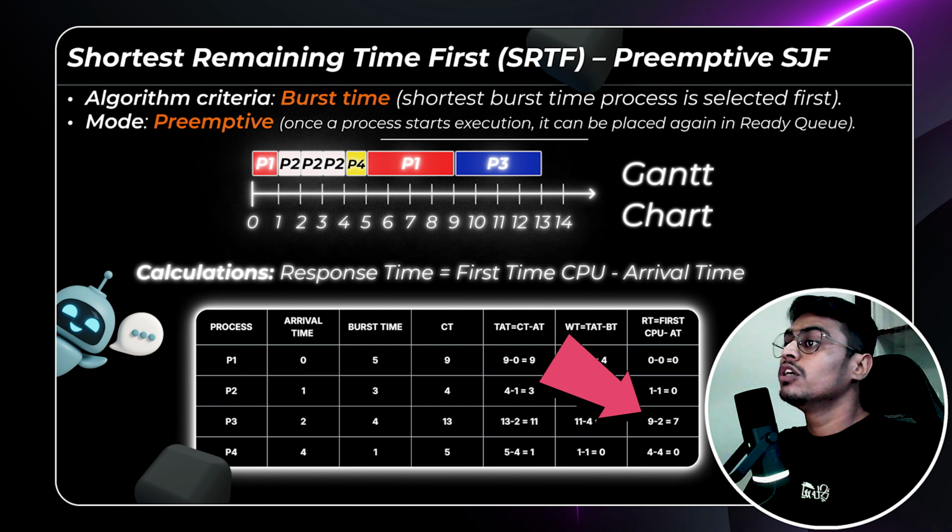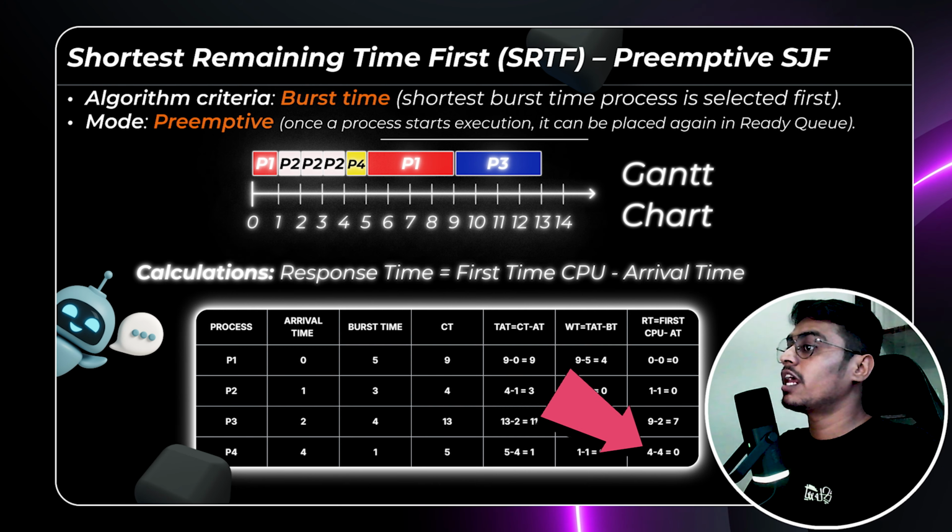It came at 2. So 9 minus 2 equals 7. P4 had arrived at 4 and got the CPU at 4. So 4 minus 4 is 0. So response times are different from waiting times.